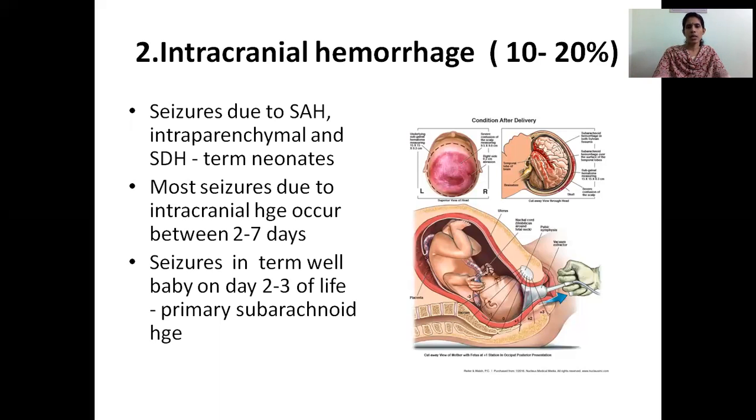Another group is deeper hemorrhages like intraparenchymal hemorrhage, subdural hemorrhage, or the parenchymal hemorrhage leaking to the subarachnoid space causing secondary subarachnoid hemorrhage. In such condition, baby will be more sick and they can have associated problems. These intracranial hemorrhages usually occur between 2 to 7 days of life, unlike HIE where seizure manifests in the first day.